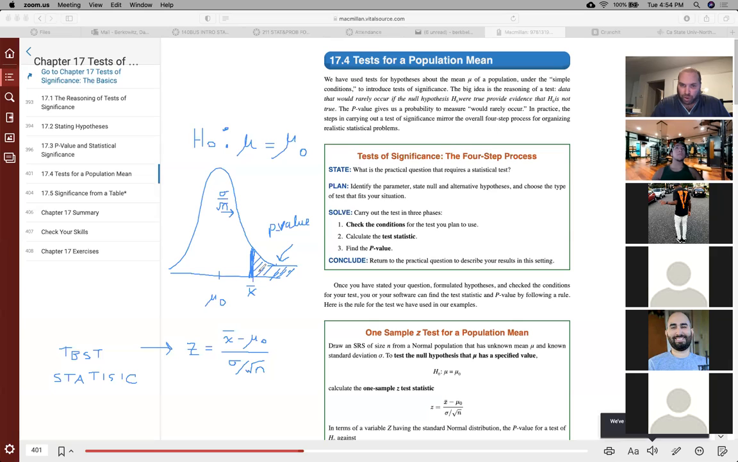Closer. So we only want the things that are further than what we got. So where are the points that are further from the center than what we got? Here's what we got. All this is further from the center, from right here. Are there any other points that are further from the center than what we got?